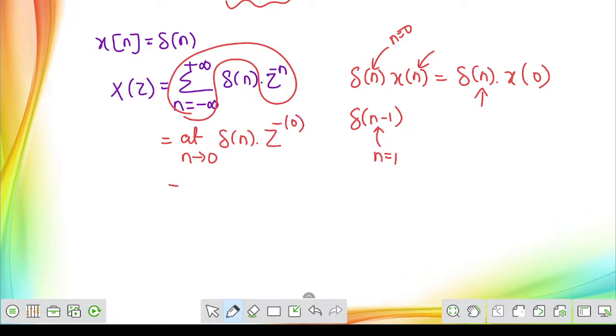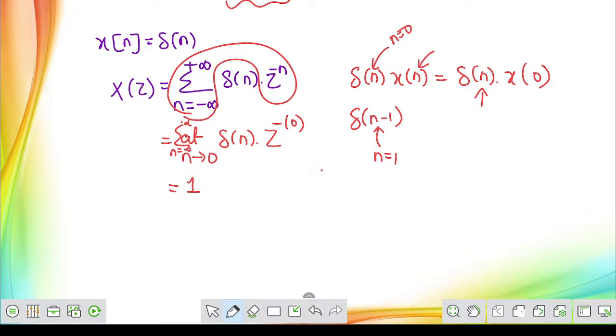So what will we be getting, sir? Del of n into z power minus 0. Sorry, z power 0. What will be its value? This value will become 1 throughout the integral. Total summation n equal to minus infinity to plus infinity. So if you are adding this net value, the resultant value will become 1 simply. Summation of del of n, the total unit area.